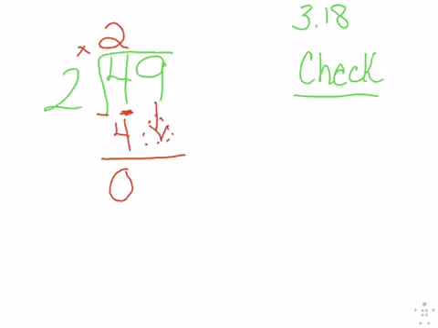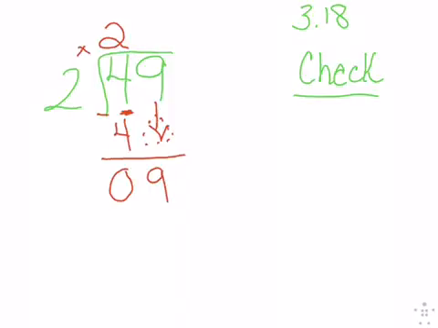I bring down my 9 ones. I've already used up all of my tens. I only have 9 ones left. So because I only have 9 ones left, I now say 9 ones divided into 2 groups. Or 2 times what gets me close to 9?